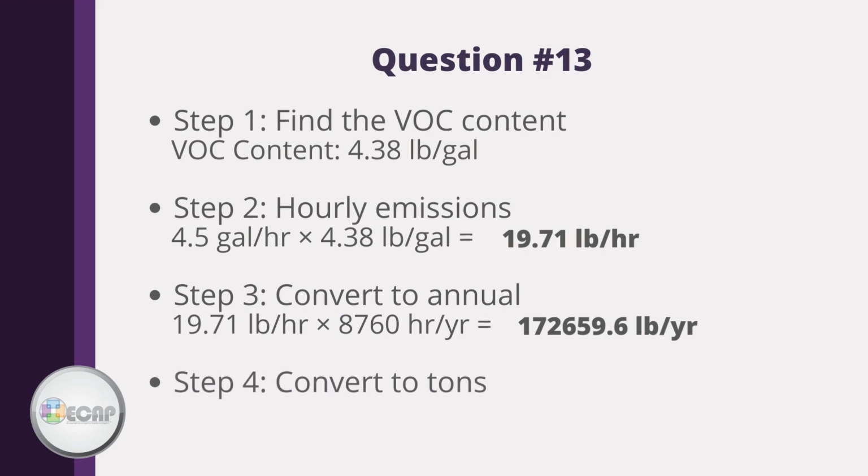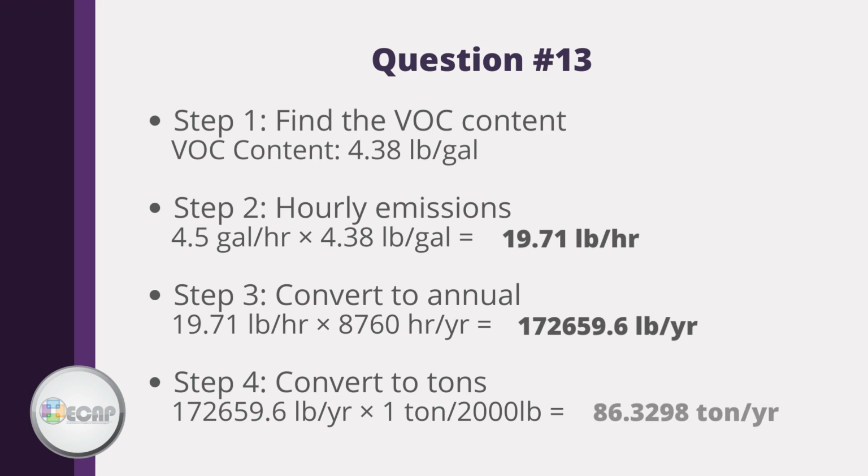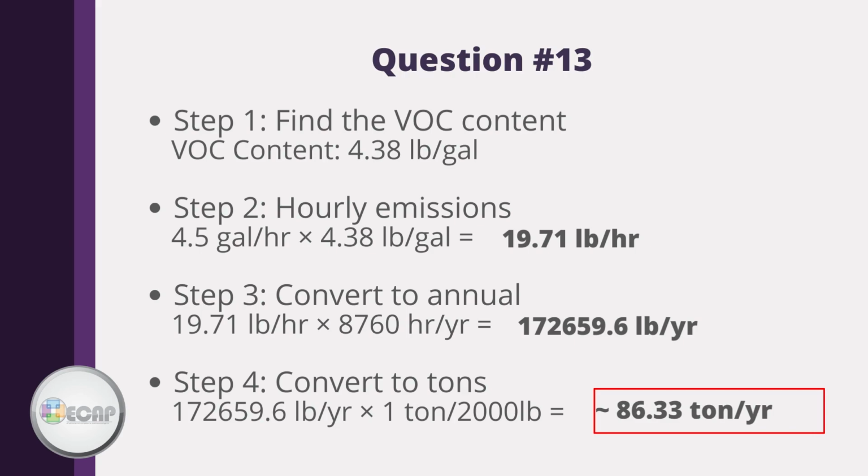Finally, Step 4. Convert to tons. 172,659.6 pounds per year times 1 ton over 2,000 pounds allows the pounds to cancel out, and to be divided by 2,000 to give us our answer of 86.3298 tons of VOCs emitted per year. We want to stay consistent in the way we report our values, so we will need to round our total to 2 decimal places. This gives us a final amount of 86.33 tons per year of VOCs for the stain.